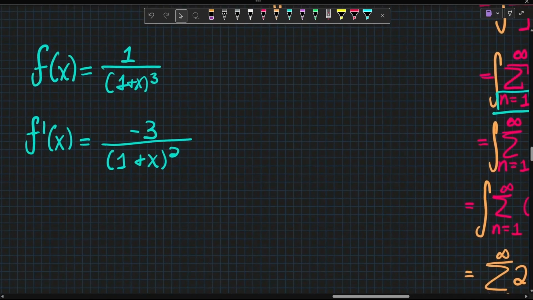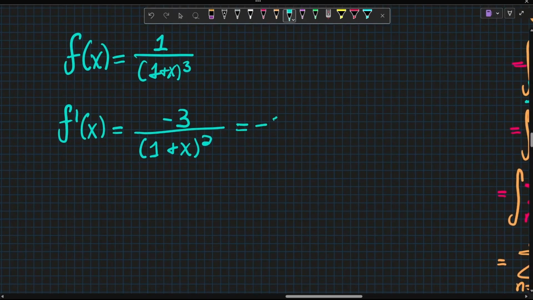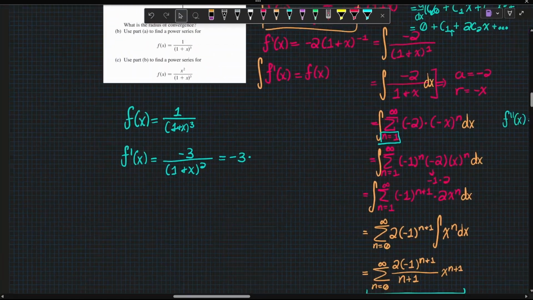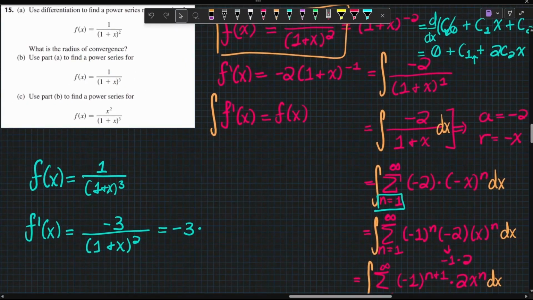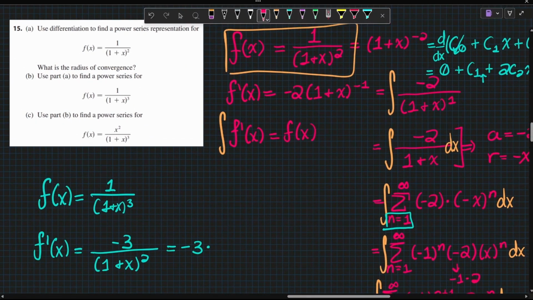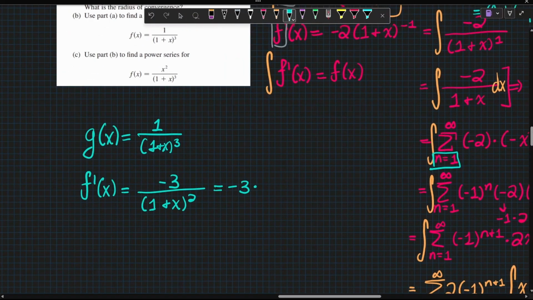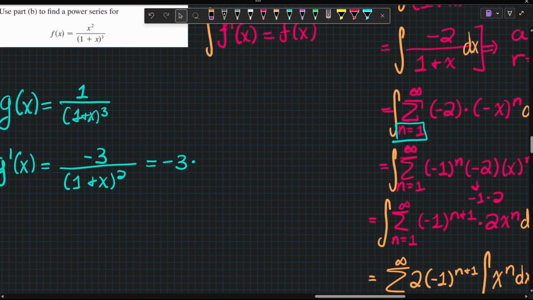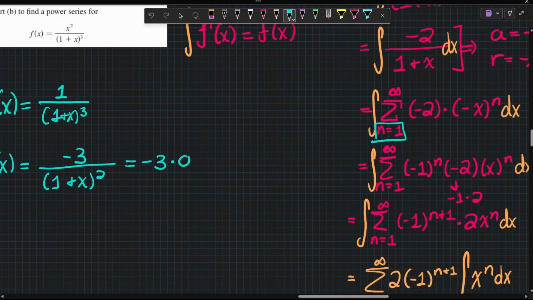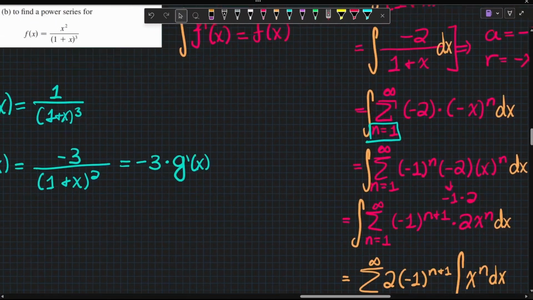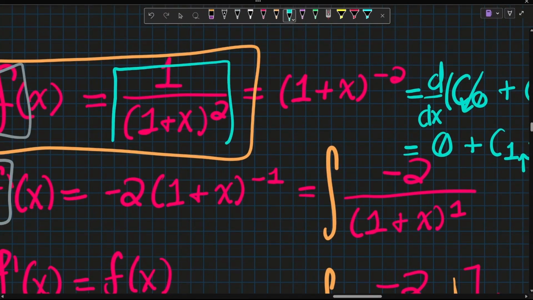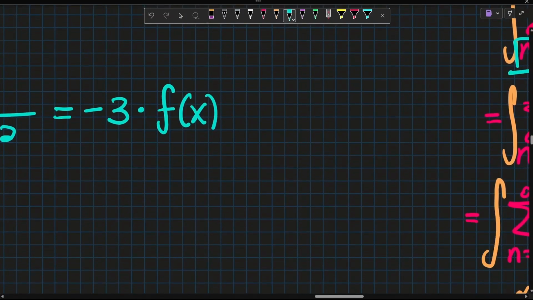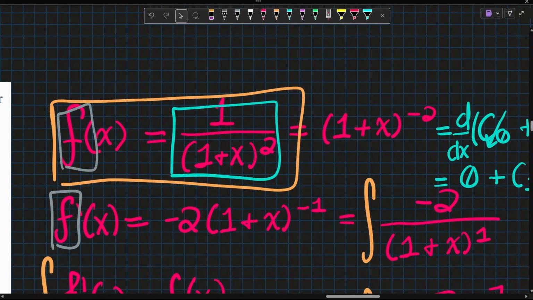Well, we can recognize that this is equal to -3 times, how can I do this? Let's keep this as f of x. Now I'm going to rename this as g of x. Now we can see here that this is -3 times g of x. Right, can you see that? Sorry, f of x, that's what I meant to say. This is -3 times f of x, right?